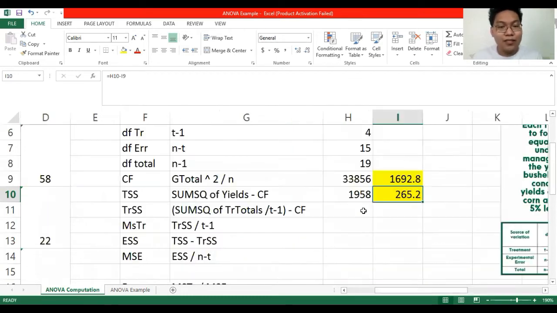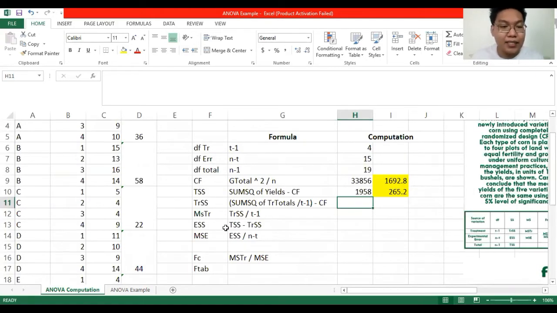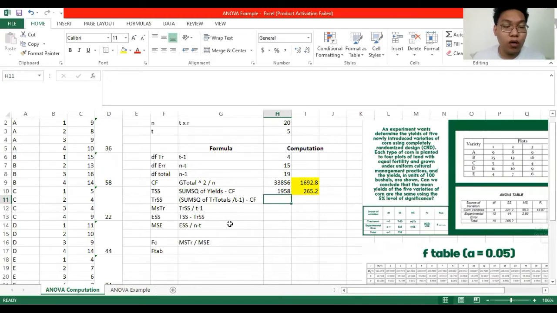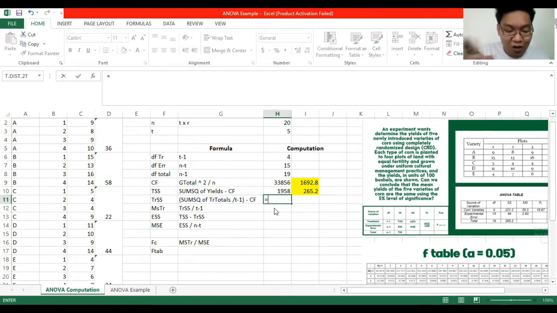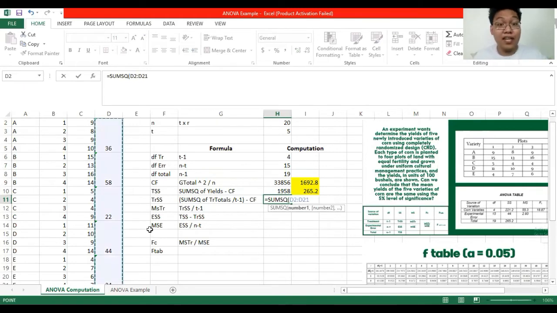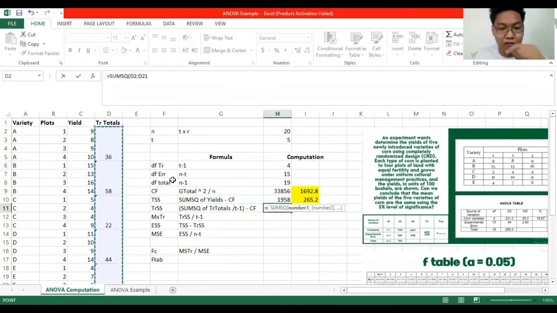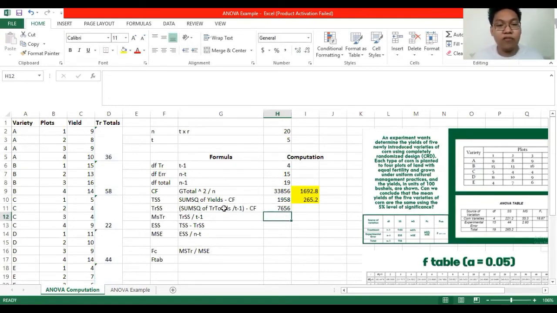The next one is to compute the treatment SS. For the treatment SS, we need to square all of the treatment totals. So we do SUMSQ, then just highlight these 5 values. These are the treatment totals as we have computed a while back, if you can still recall. So that is the sum of squares of treatment totals.